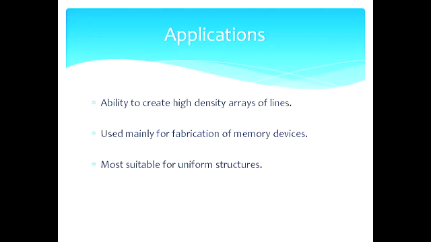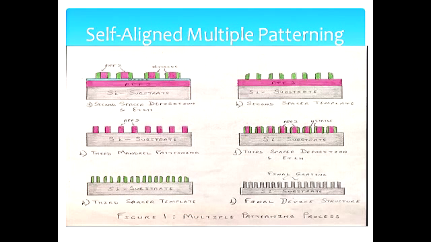Applications of this, like I said, it's high density of lines, so it's mainly used in DRAM fabrication as of now, and it is most suitable for uniform structures. As you can see, the spacer, this structure depends heavily on how these align with these. So it is highly preferred if the device is supposed to have uniform structures like arrays of lines together, so that they align themselves to each other. So that's what makes it, I mean, that's the asset of this method.